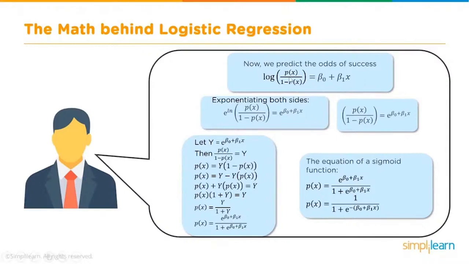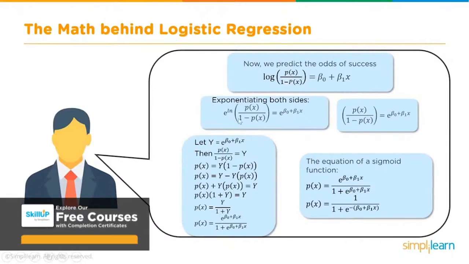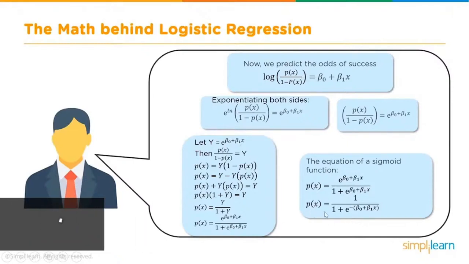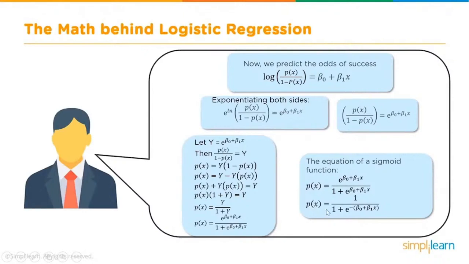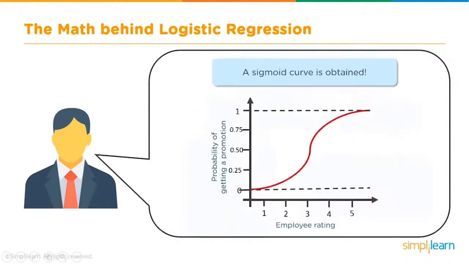And now from here, if you want to find out the value of p(x), you will see we can take the exponential on both sides, and then if we solve that equation, we will get the equation of p(x) like this. p(x) is equal to 1 by 1 plus e to the power of minus (beta 0 plus beta 1x). And recall, this is nothing but the equation of the line, which is equal to y. y is equal to beta 0 plus beta 1x. So this equation is also known as the sigmoid function, and this is the equation of the logistic regression algorithm. Alright, and if this is plotted, this is how the sigmoid curve is obtained.